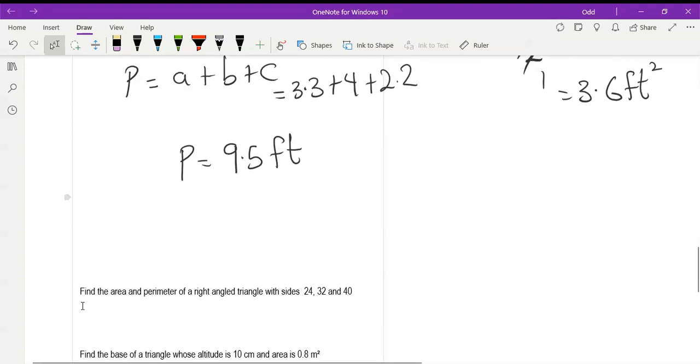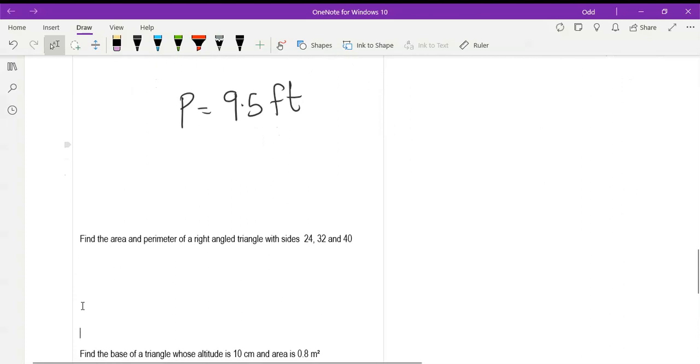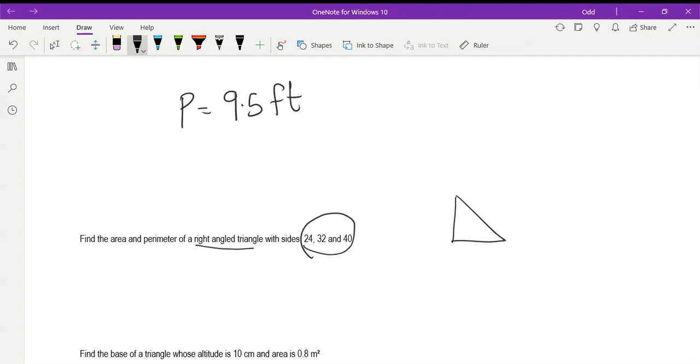Okay, now let's try this word problem. Find the area and perimeter of a right angled triangle whose sides are 24, 32, and 40. So they've already told us that it's a right angled triangle. It's left for us to visualize 24, 32, and 40. So we can draw a right angled triangle like this. So the longest side, which is going to be 40, is automatically your hypotenuse. So it goes here. And then for the 24 and 32, it's your choice. You can make 32 here and 24 here. It doesn't really matter.